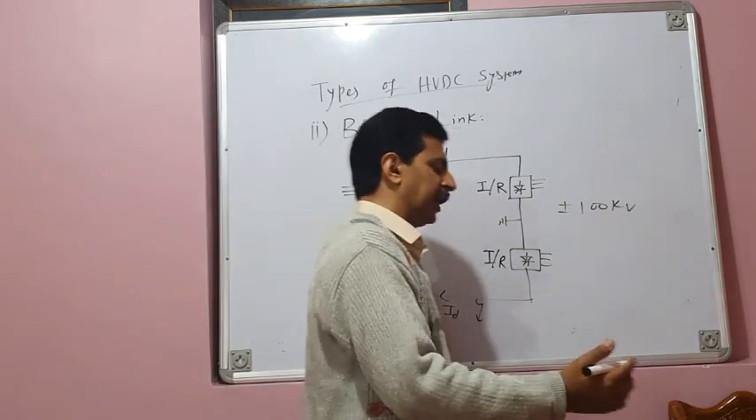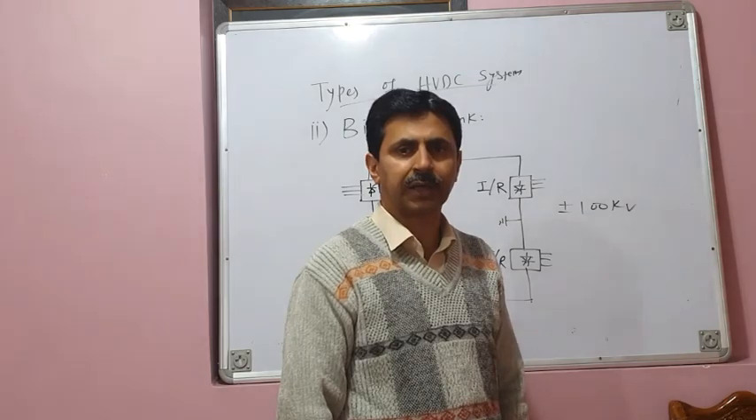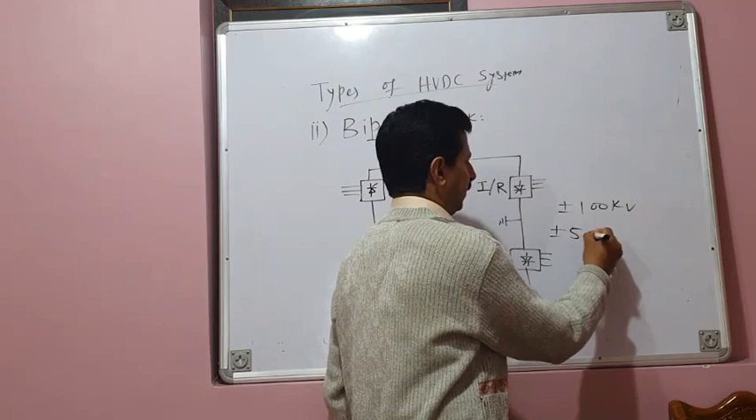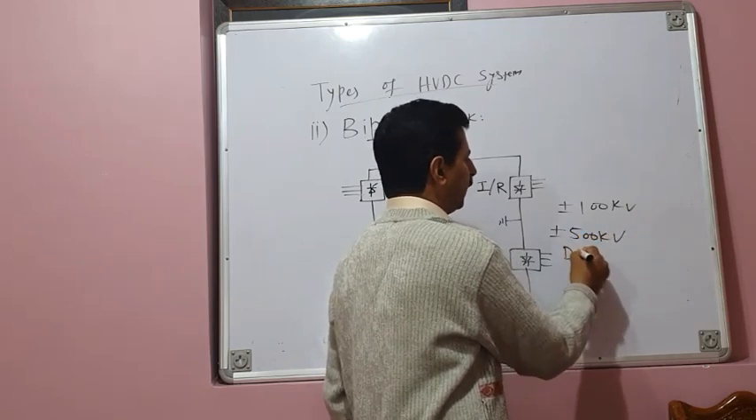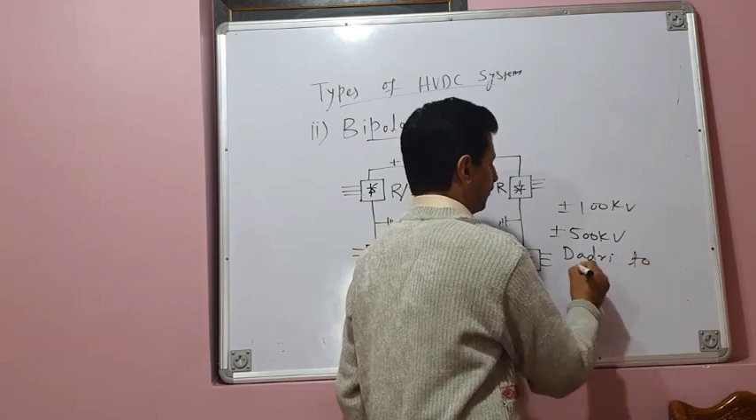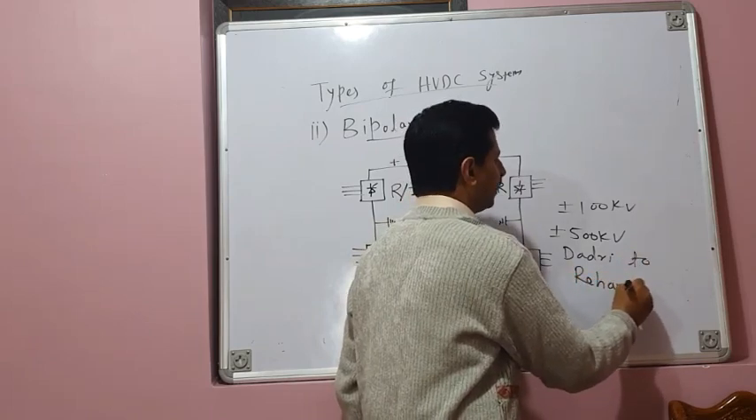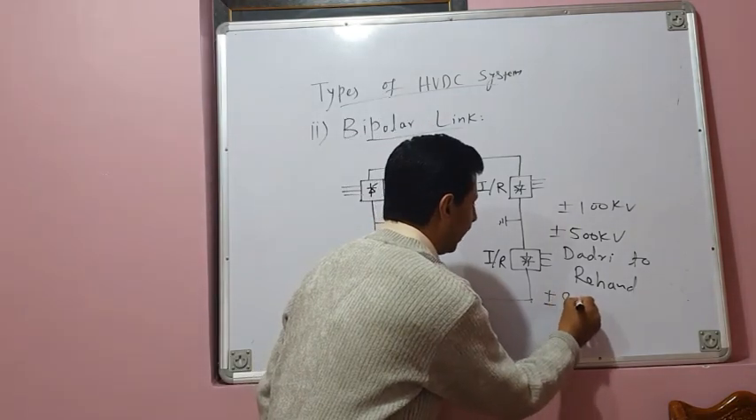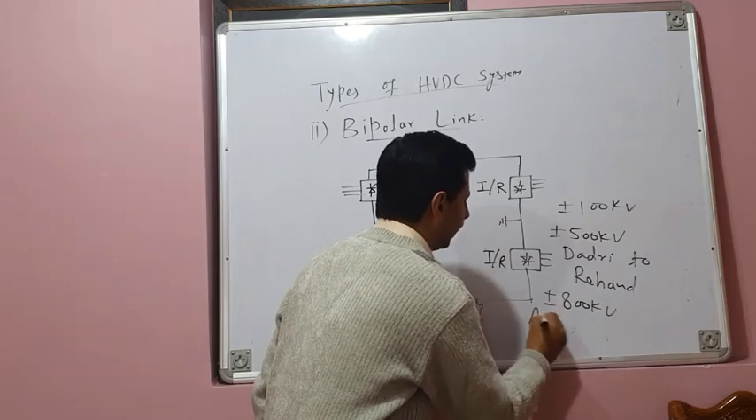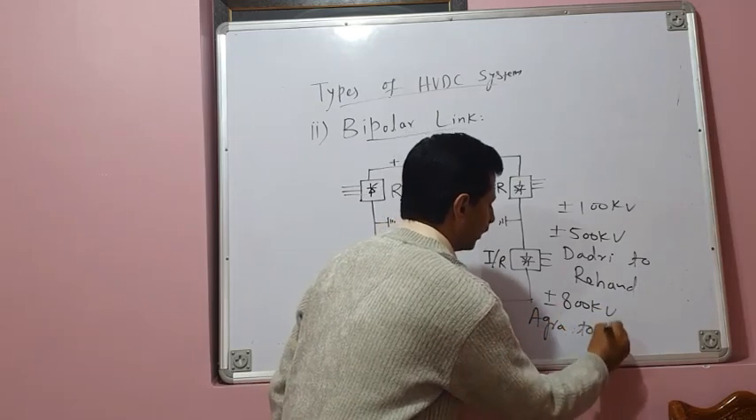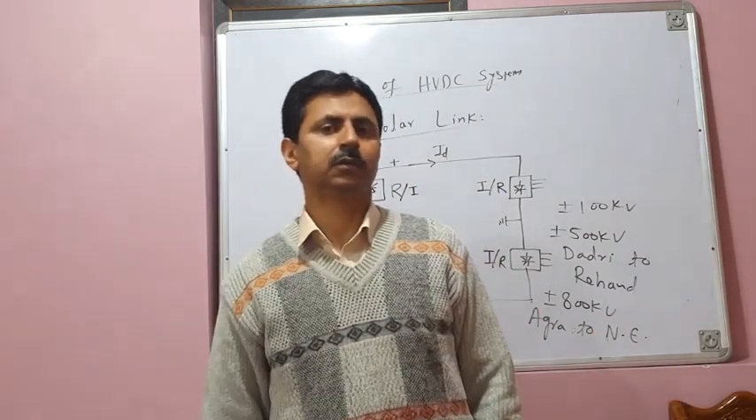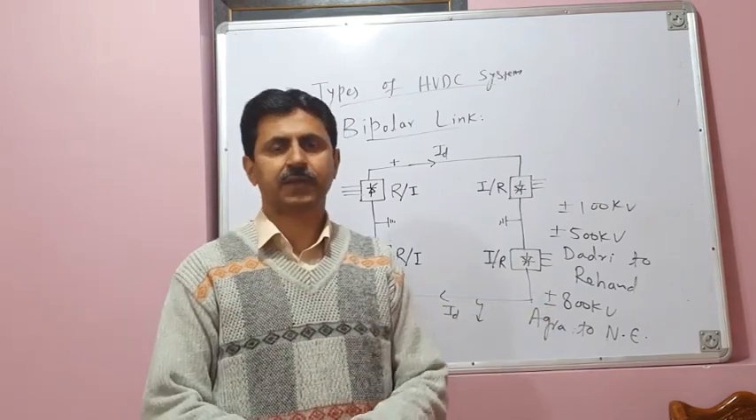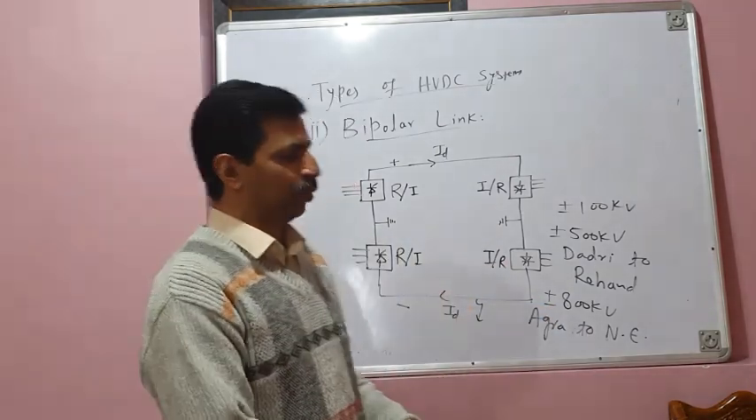And I have already told you that in India, a very popular HVDC link, which is a bipolar link, is plus minus 500 kV. I'm repeating, it is from Dadri to Rihand. Another recently commissioned bipolar HVDC link is plus minus 800 kV. It is connecting Agra to Northeast. It's a long power transmission line, HVDC link. It's a bipolar link, and voltage rating is plus minus 800 kV. So that's about bipolar HVDC link.